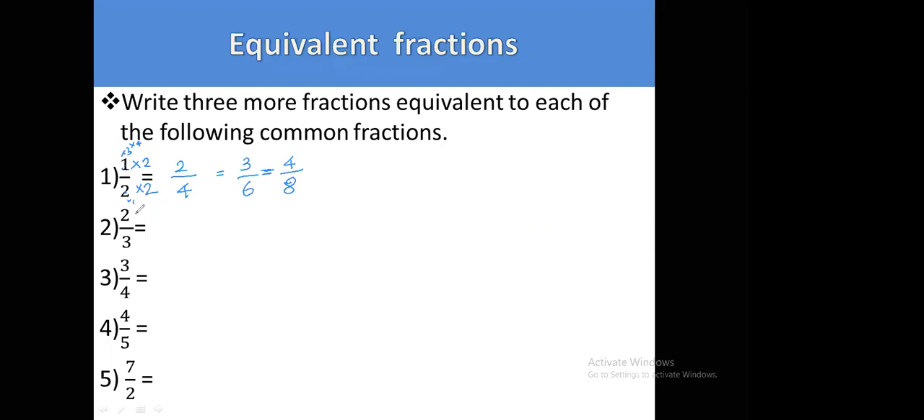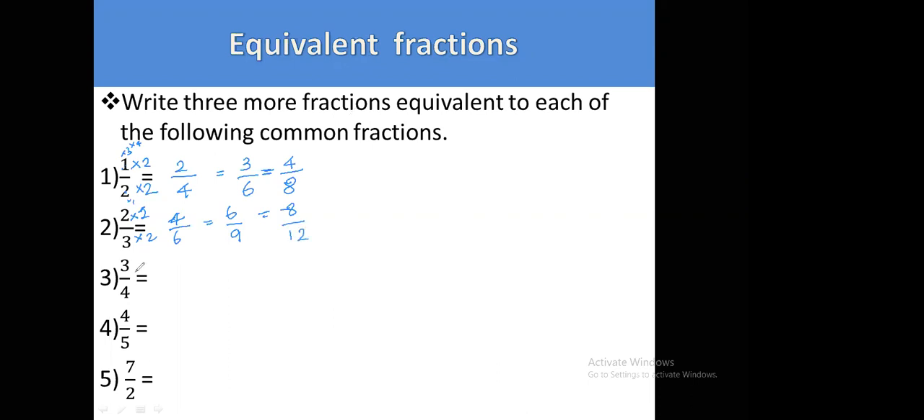This is by any number you can multiply. 2, this is by 2. 2 times 2, 4. 2 times 3, 6. This is by 3. 3 times 2, 6. 3 times 3, 9. 4 times 2, 8. 4 times 3, 12. You got the answer, Sashini?